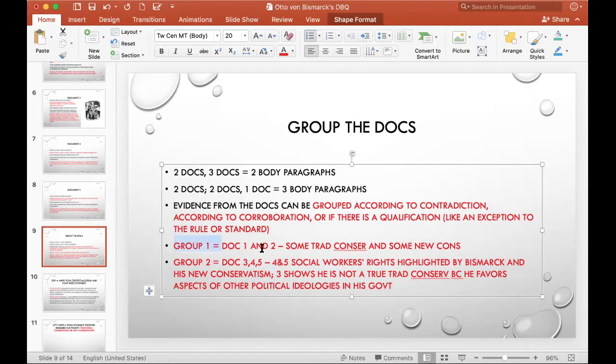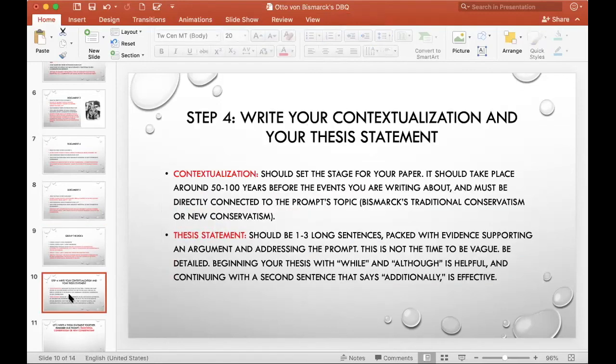So this is going to set the stage for my first body paragraph and my second body paragraph. I'm going to try and make a topic sentence for those paragraphs really close to these categories. Okay, so after I've grouped the docs, hang in there with me, guys. I'm going to write contextualization and my thesis statement.